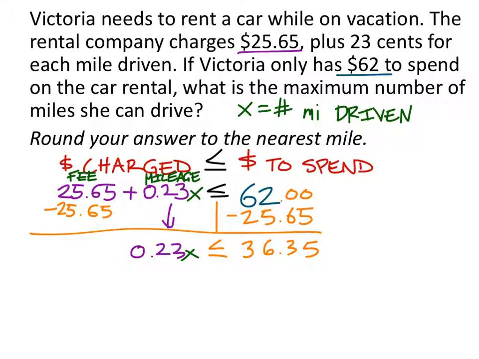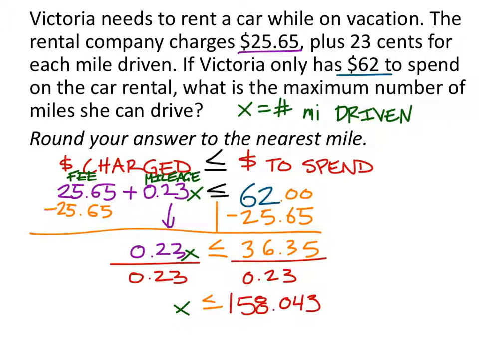So the last thing we'd want to do to solve this inequality would be to divide both sides by the 23 cents. So that leaves us with x, and that would be less than or equal to because we didn't divide by a negative on both sides. So it's going to remain less than or equal to.